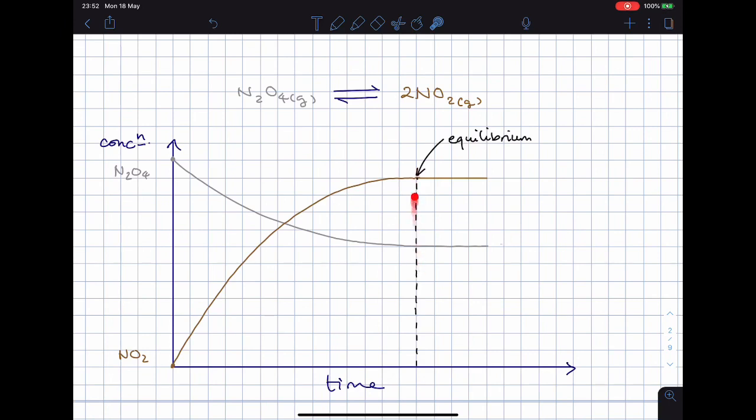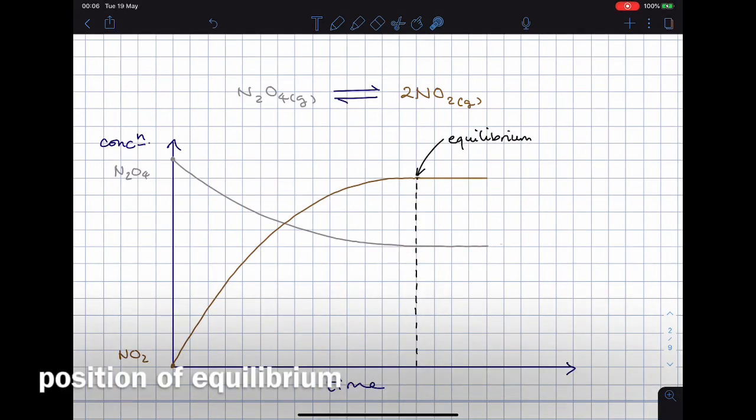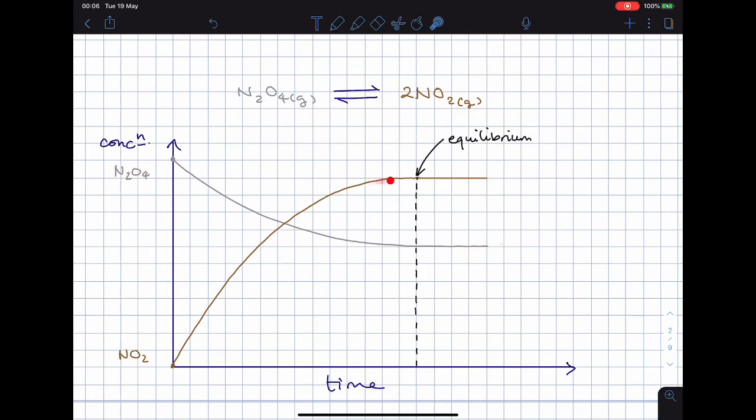In this case, at equilibrium, we've got more of the nitrogen dioxide than we have of the dinitrogen tetroxide. The concentration of this is actually higher than the dinitrogen tetroxide. We use the term position of equilibrium to describe the relative amounts of the reactants and products in a reversible reaction at equilibrium. And in this case, because the concentration of the nitrogen dioxide is greater than the concentration of the dinitrogen tetroxide, we say that the position of equilibrium for this reversible reaction is further to the right hand side.